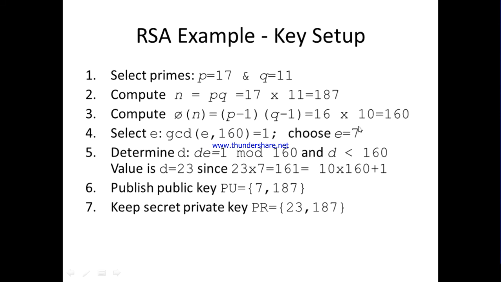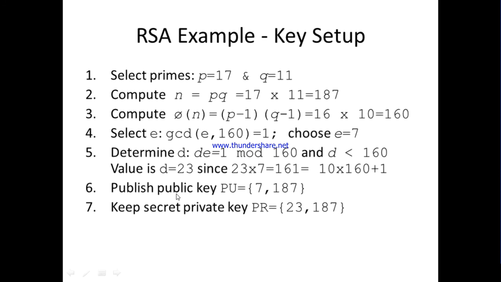Since E is 7, D is chosen such that E into D equals 1 mod 160. That is, when I multiply E with D, it should be equal to 1 in the range of mod 160. The value is 23. 23 into 7 is 161, and 161 mod 160 is equal to 1. That's why I have taken 23. So this D has to be selected.